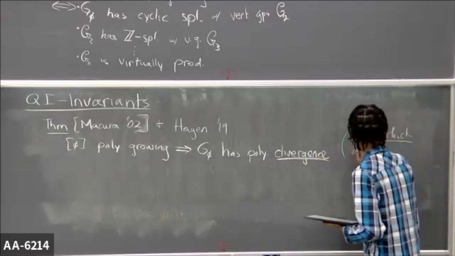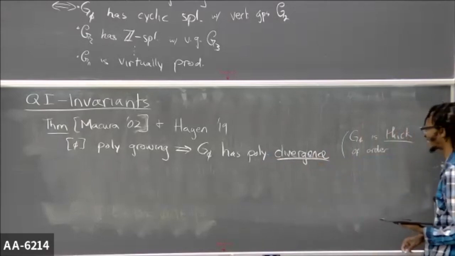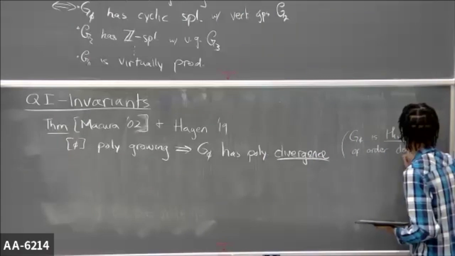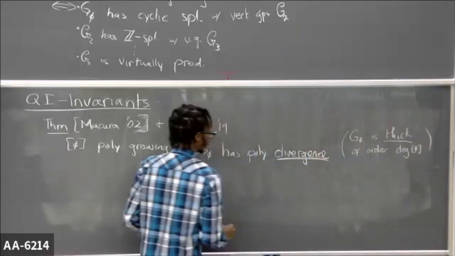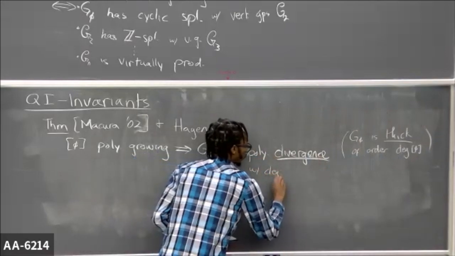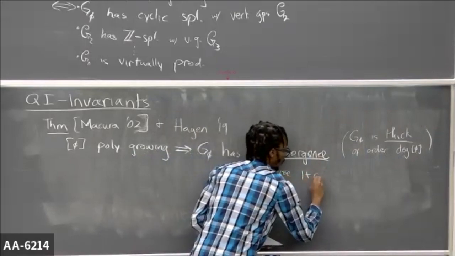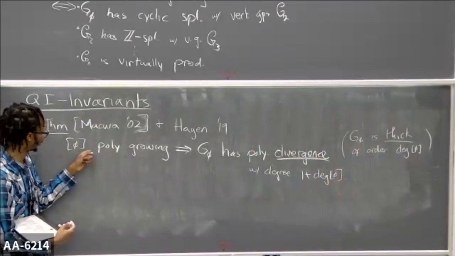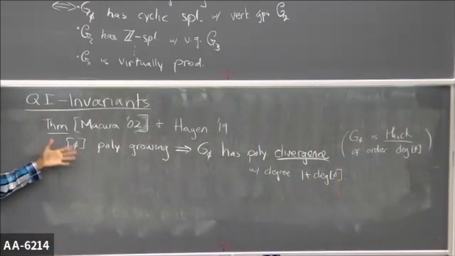Thick of order. Oh, I didn't say what the degree is here. Thick of order degree of your automorphism. And here it has polynomial divergence with degree 1 plus the degree of the automorphism. So that ends up telling you that the degree of your polynomial growth is a QI invariant.